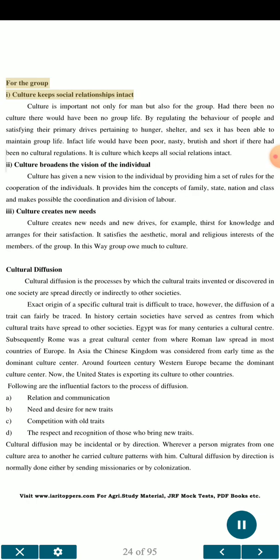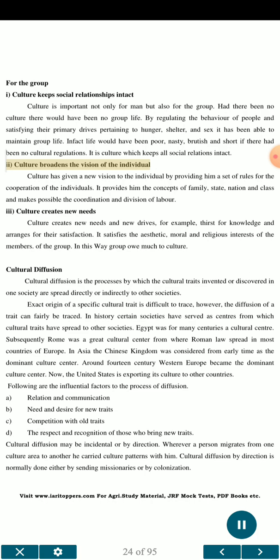For the group: I. Culture keeps social relationships intact. Culture is important not only for man but also for the group. Had there been no culture there would have been no group life. By regulating the behavior of people and satisfying their primary drives pertaining to hunger, shelter, and sex it has been able to maintain group life. In fact life would have been poor, nasty, brutish and short if there had been no cultural regulations. It is culture which keeps all social relations intact.